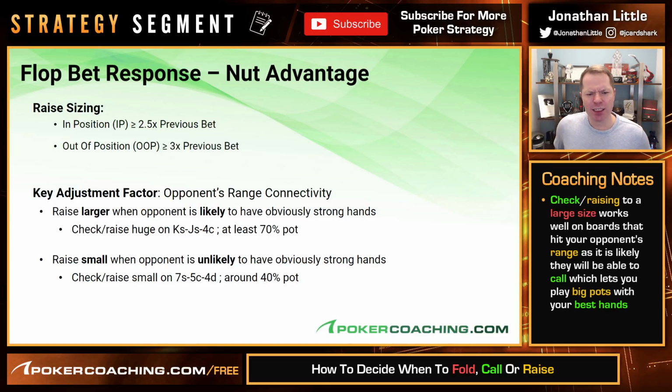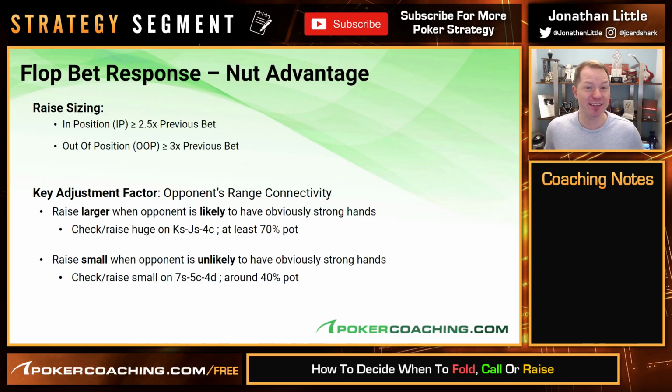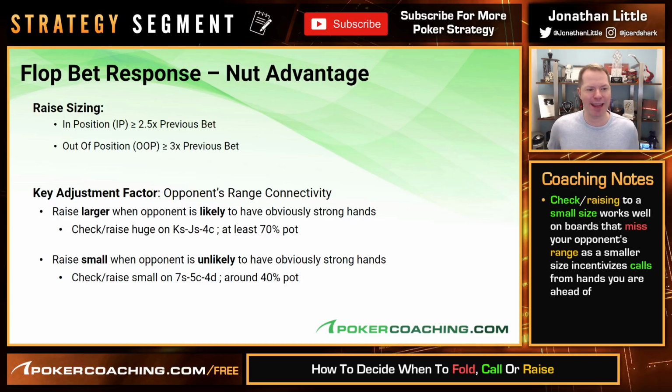And you're going to usually want to raise small when your opponent is unlikely to have obviously strong hands. Again, if they raise under the gun and you call the big blind and it comes 7-5-4, that's a spot to check raise, usually using a smaller size because they have almost no straights in their range. And if they don't raise pocket 4s or 5s pre-flop, they just fold them or limp them, then they have almost no sets either. So in that spot, they don't have very many strong hands, and in that case, you don't really care what pot odds you give them because they're usually going to have nothing.